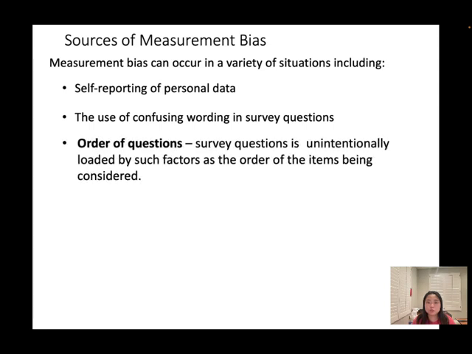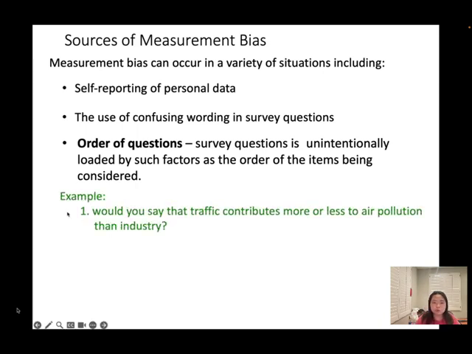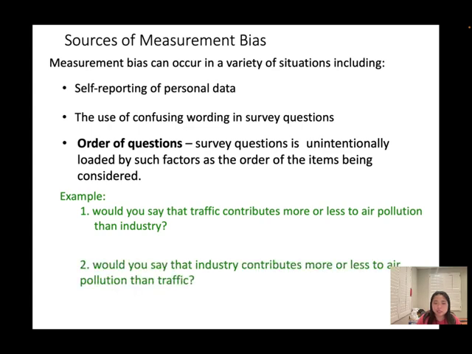Number 3, order of questions. A survey question is unintentionally loaded by such factors as the order of the items being considered. Look at this example. This is the real survey question. Would you say that traffic contributes more or less to air pollution than industry? So we are comparing the traffic and the industry. And then second one, I will say, would you say that industry contributes more or less to air pollution than traffic? So if you guys look at number 1 and number 2, these are exactly the same questions.